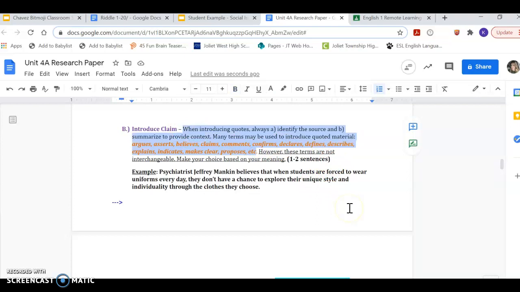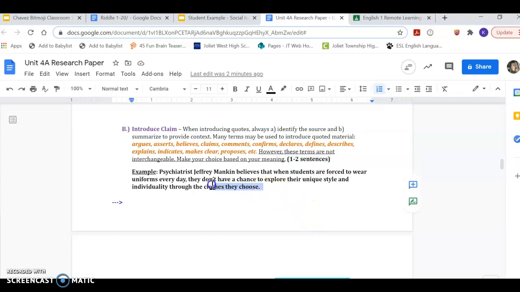This is introducing the quote that you already found in letter C. You do two things to introduce your quote. First, you want to identify your source. Is the author of your article a psychiatrist, a journalist, a doctor, a scientist? And what is the author's name? And then letter B, you're summarizing to provide context. What is this author's argument? What do they believe? And we also provide you some verbs to use if you struggle with coming up, like believes, claims, confirms, argues. This should be only 1 to 2 sentences long.